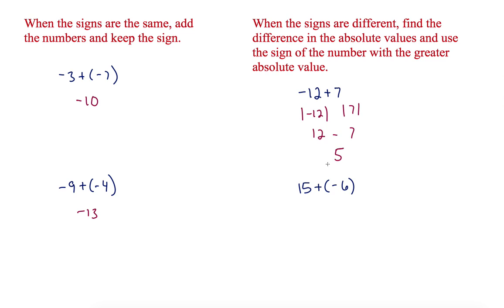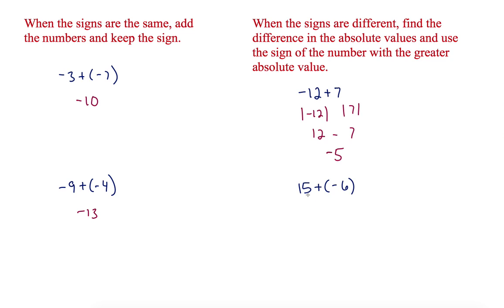So the digit for my answer is going to be 5, but the question is, is it going to be positive or negative? Once we find the difference in the absolute values, we're going to use the sign of the number with the greater absolute value. If I go back to my original problem here, I have two numbers: -12 and +7. Well, -12 is farther from 0 on a number line, so it has a greater absolute value, so I'm using that sign. So my answer is -5.